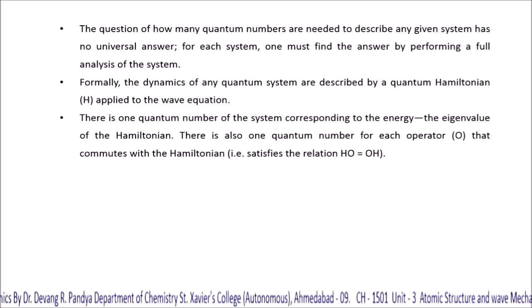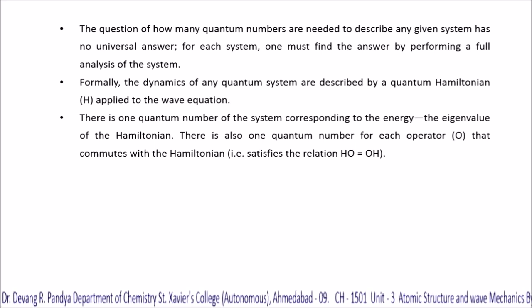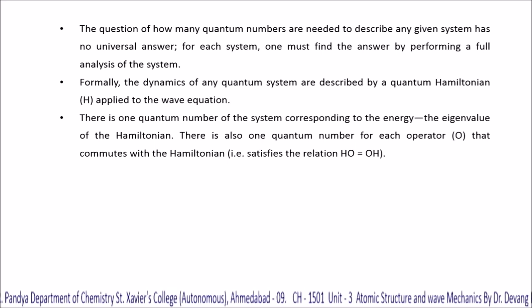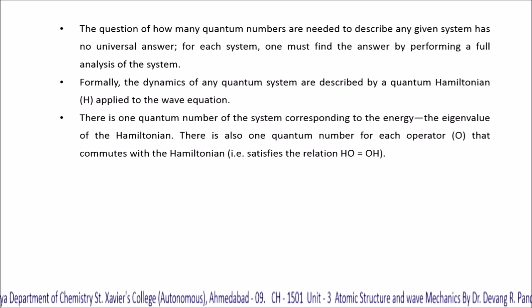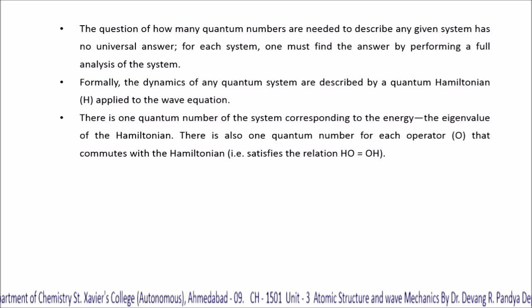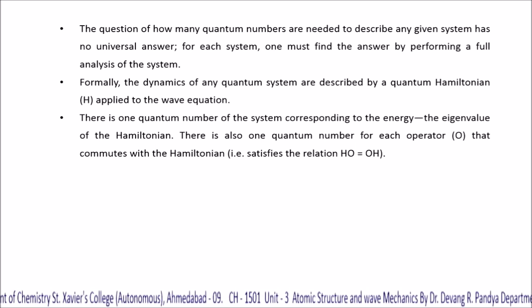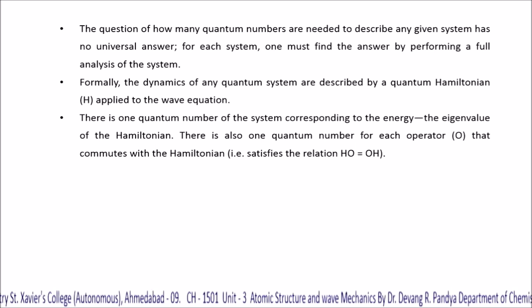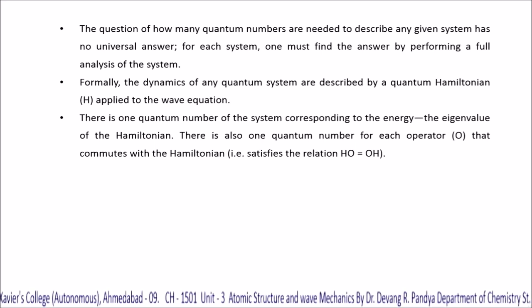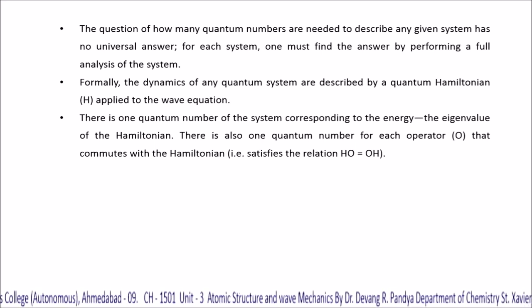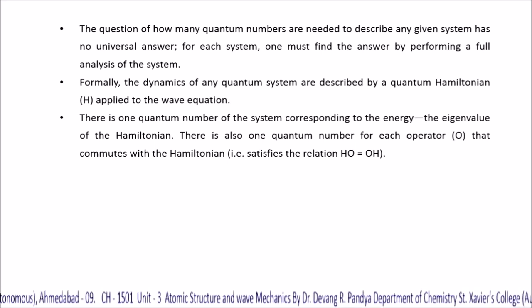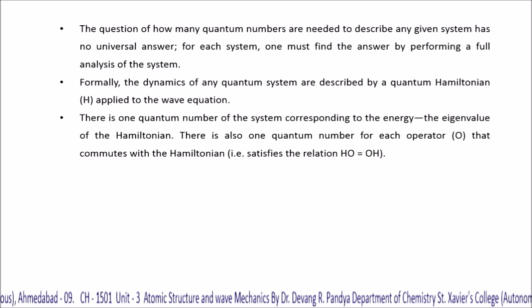There is also one quantum number for each operator. An operator is a mathematical symbol that can operate on a function and change it into another, and that commutes with the Hamiltonian, satisfying the relation that the Hamiltonian on the operator is equal to the operator on the Hamiltonian.